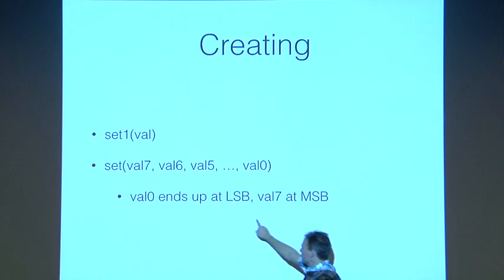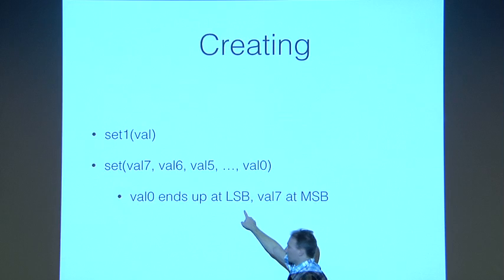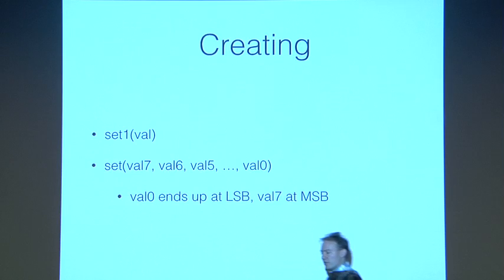It is important to know that value 0, when you do this, ends up at the least significant element of the register, and val 7 at the most significant, because when you pull them out later, you'll want to know where they are.